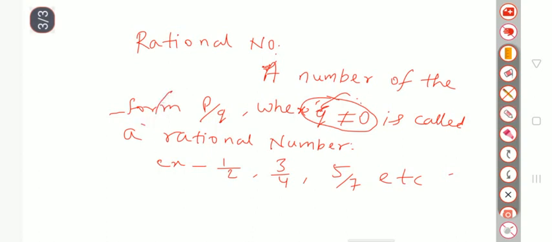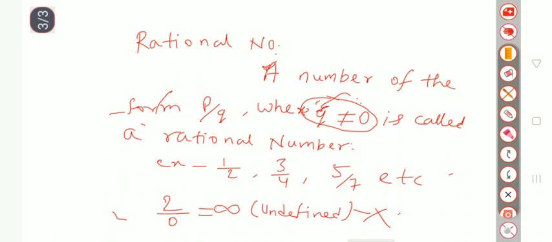So 2/0, 2 upon 0. Okay, it will be a very big quantity, so it is called undefined. So generally we do not take q equal to 0. Okay, so q should not be equal to 0. This is very important. Okay, so this is not a rational number. 2/0 is not a rational number.